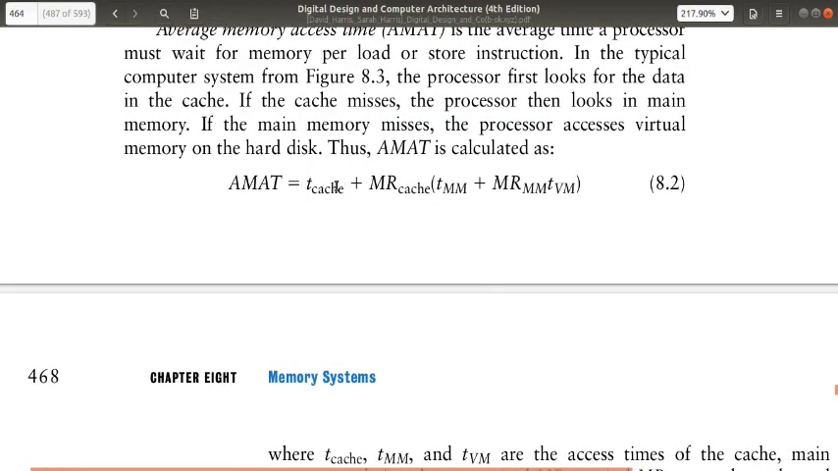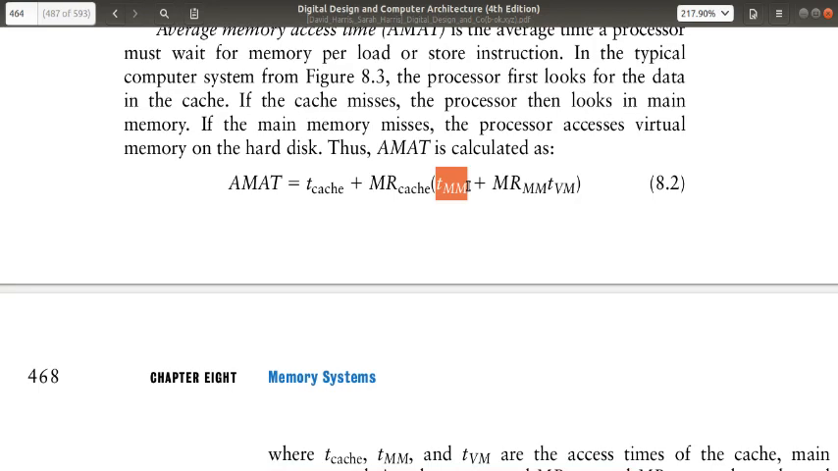If it is not there, what is the condition? The data we need is not there in the cache. It means there is a miss. So then we have to consider the miss rate of the cache. MR is the miss rate for the cache. T cache is the time of accessing the cache; anyway, it will access the cache. If there is a miss, then what happens? It will search in the main memory.